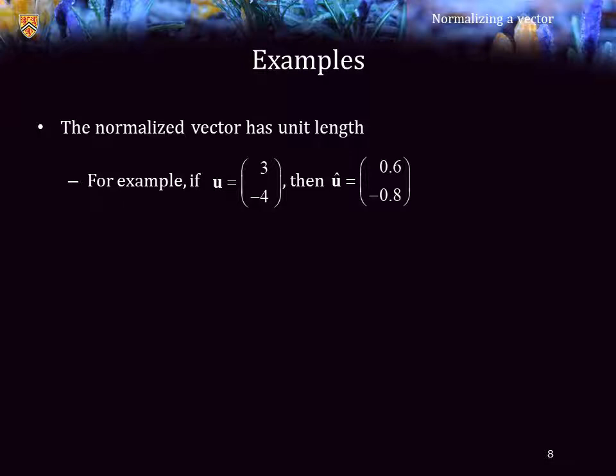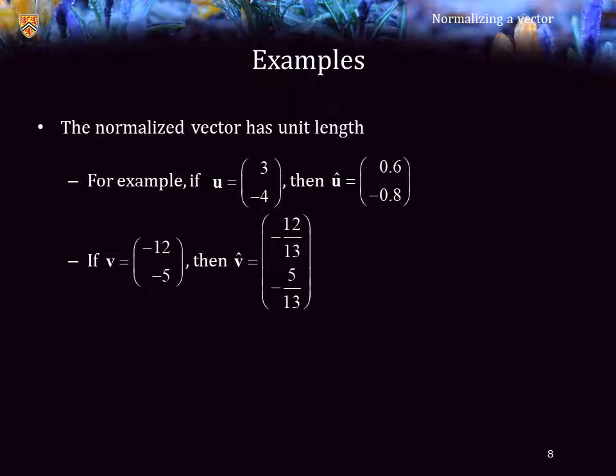Here we see a vector u equals 3, negative 4. Well, the square root of 3 squared plus negative 4 all squared is just the square root of 25, which is 5. So dividing both 3 and negative 4 by 5 gives us the vector 0.6, negative 0.8. And if you tried calculating the two norm of u cap, you will see that yes, indeed, it is a unit vector.